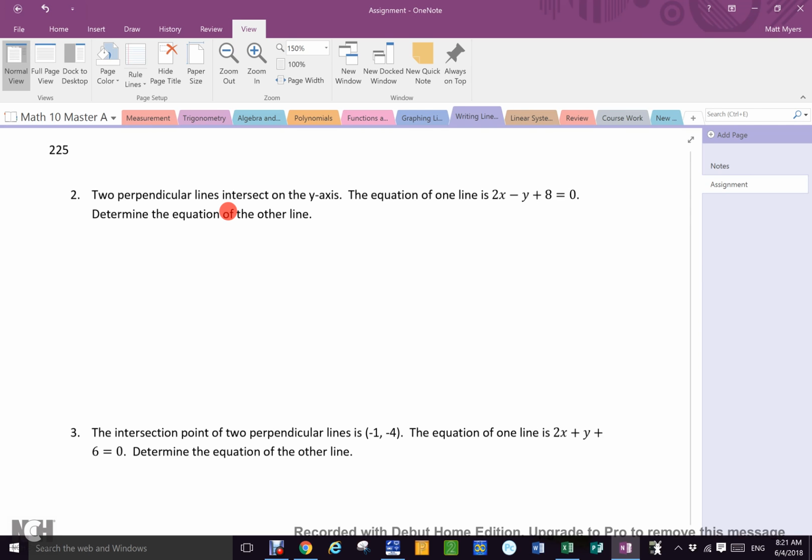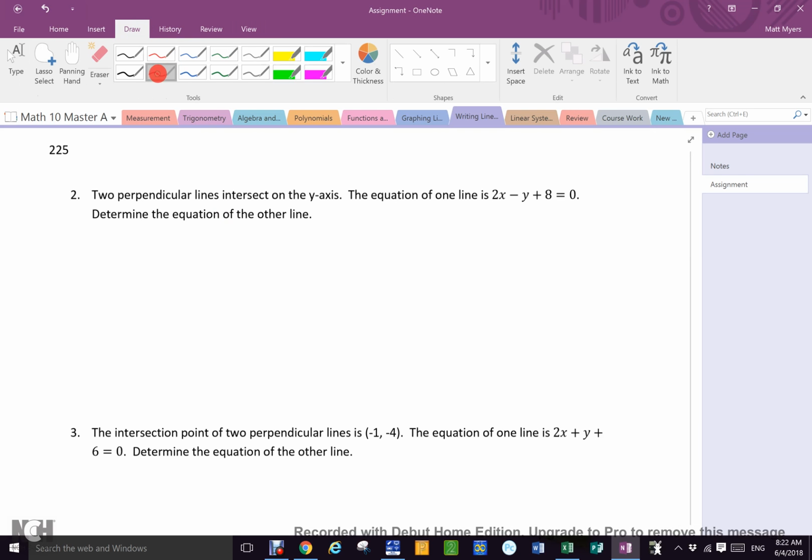Two perpendicular lines intersect on the y-axis. What do you know about that? You know that the slopes are opposite and reciprocated. What else do you know? The two lines share something. What? A y-intercept. So if this is line 1, y equals 2x plus 8, the y-intercept is 8, which means the other line, line 2, has slope equal to negative 1/2 and y-intercept equal to 8. So the other line must be y equals negative 1/2 x plus 8.